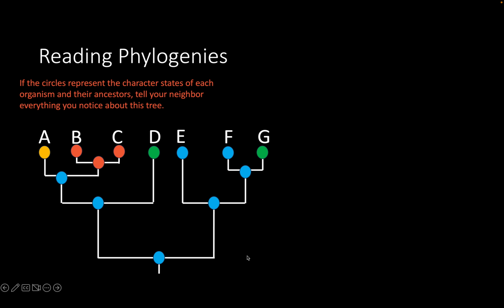Okay, so then we took a look at this phylogeny, and these colors are just, let's say we have a character, and let's literally say it's color, right? And you can see that B and C are orange, and D and G are green, and E and F are blue, and A is yellow. And so I asked students, what do they notice on these trees?